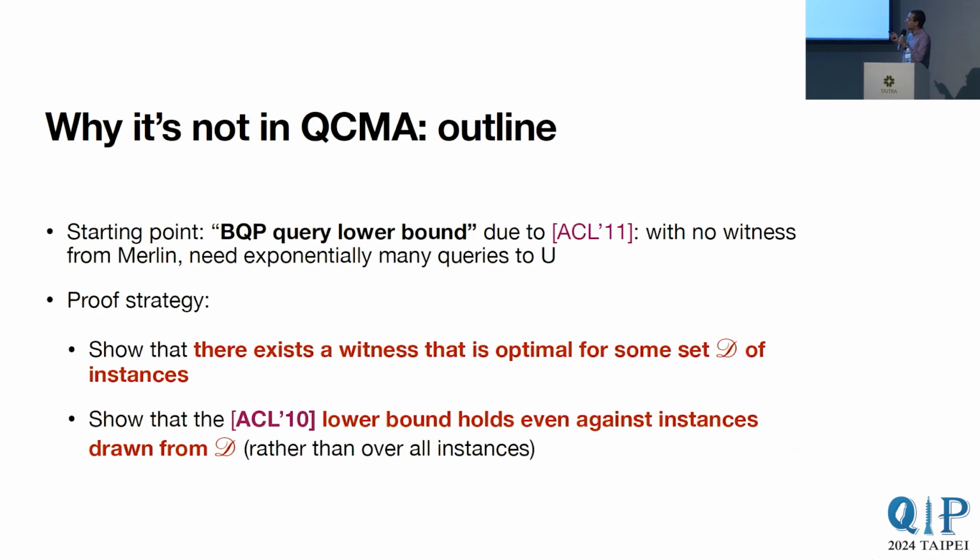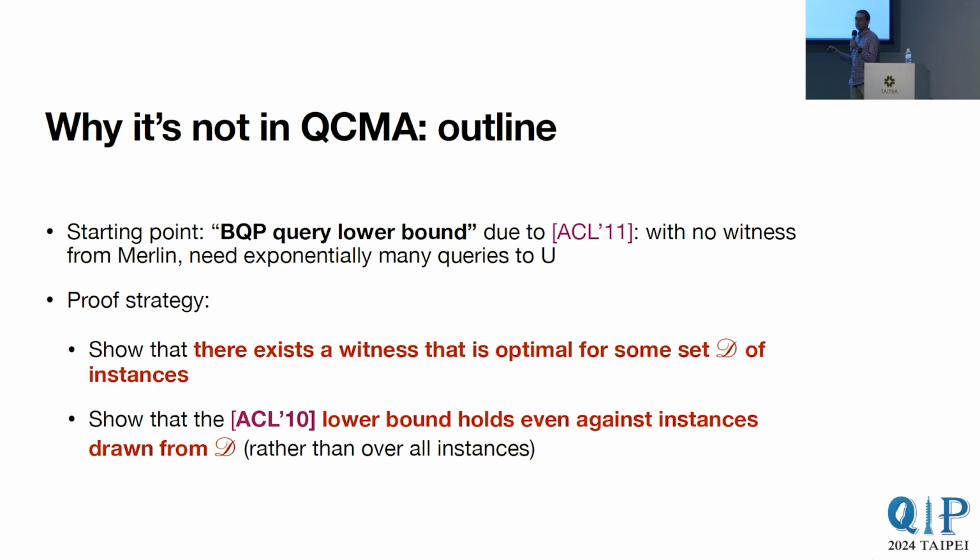Okay, so now why is it not in QCMA? I think I'll only give the outline. We build on a BQP lower bound for the same problem due to Ambainis, Childs, and Liu from 2011. This is a lower bound in the setting where you have a quantum computer but no access to Merlin. So you just want to show that you can't solve the problem on your own.